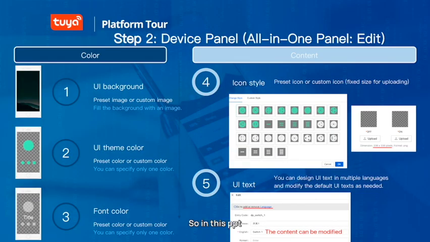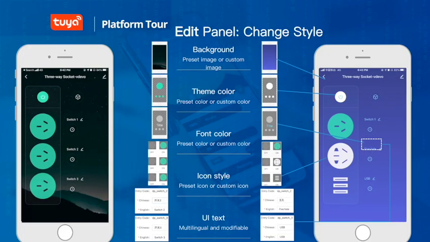So in this PPT, you can also see we can change the color and the content of the all-in-one panel, including the icon style and the content display effect. This slide shows the differences between the panel before and after editing. All buttons are displayed in the same color, and the master switch is the button. The icon style and the switch name have been changed.